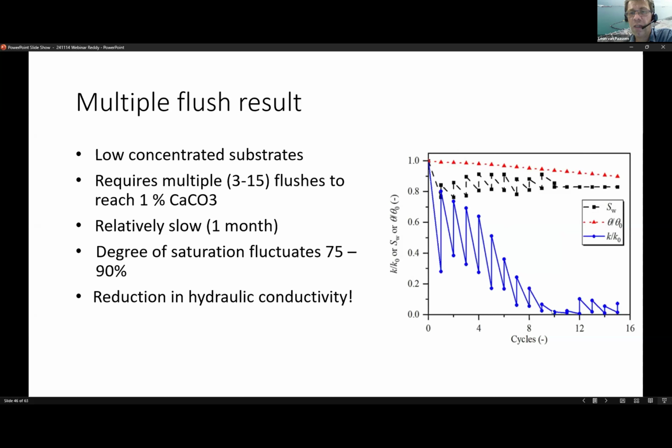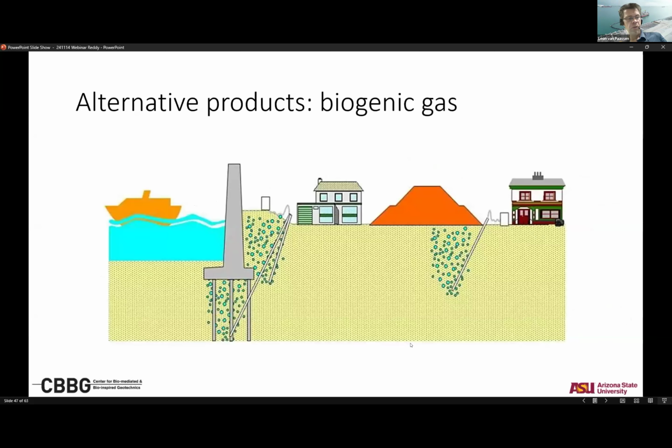And after several flushes, we actually found that the permeability did decrease significantly, even though there was a relatively small amount of porosity reduction by the generation of biomass and calcium carbonate. We still found a significant reduction in hydraulic conductivity. One of the explanations, we think, is that the gas bubbles sit in the middle of the pore and force biomass and calcium carbonate to form at the pore throats, thereby very efficiently clogging the system. So even though we could cement the calcium carbonate, there were a few disadvantages. So we said, well, why not look at another process or another product?